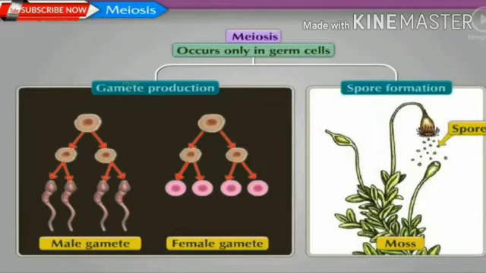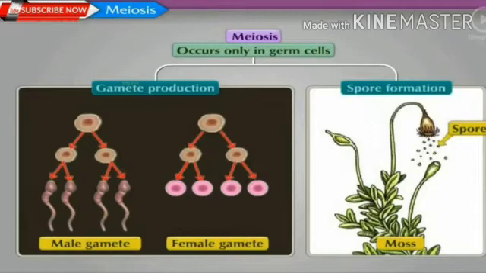Gamete production means there is a formation of male gametes and female gametes. And spore formation means there is a formation of spores in the case of plants. Here we see a plant, moss, and there is a formation of spores. From this we can say that meiosis plays a vital role in the reproduction process.